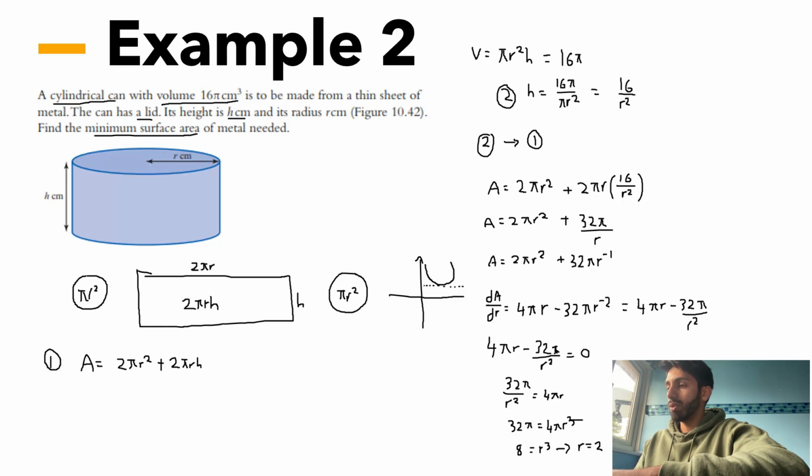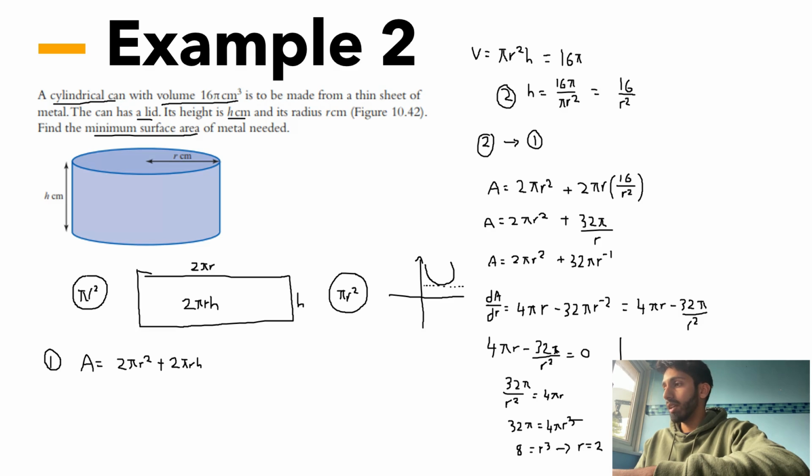Because r is radius, length can only be a positive value. So the radius is 2. So the minimum surface area of metal needed is when the radius is 2. Obviously, the question is not asking what is the minimum radius, so we need to plug this back into our formula for area to get the answer for the minimum surface area.